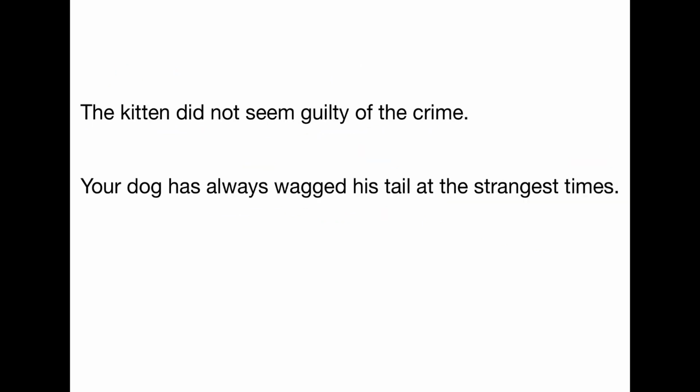The kitten did not seem guilty of the crime. Kitten is the subject. Crime is the object of the preposition. Guilty is a complement, but here it is an adjective, so we don't need to underline it as a noun. Did seem is my simple predicate. Not is an adverb, so that's not underlined. Did is a helping verb. Seem is a linking verb.